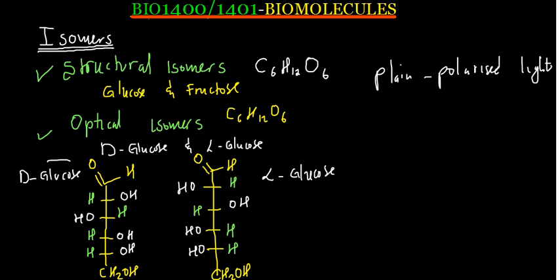That is polarized. Okay, so it is going to turn plane polarized light to the left, and it turns plane polarized light to the right. This is called optical isomers. Friends, are we okay?